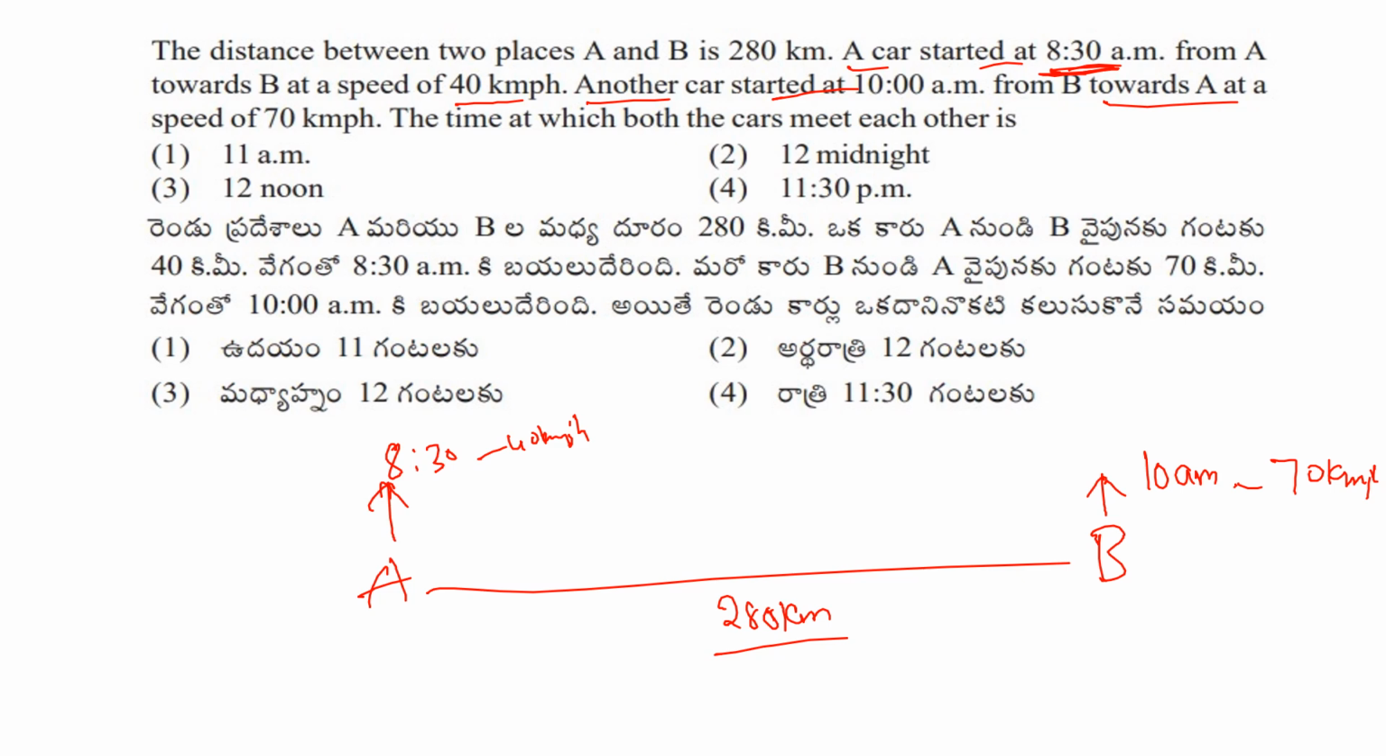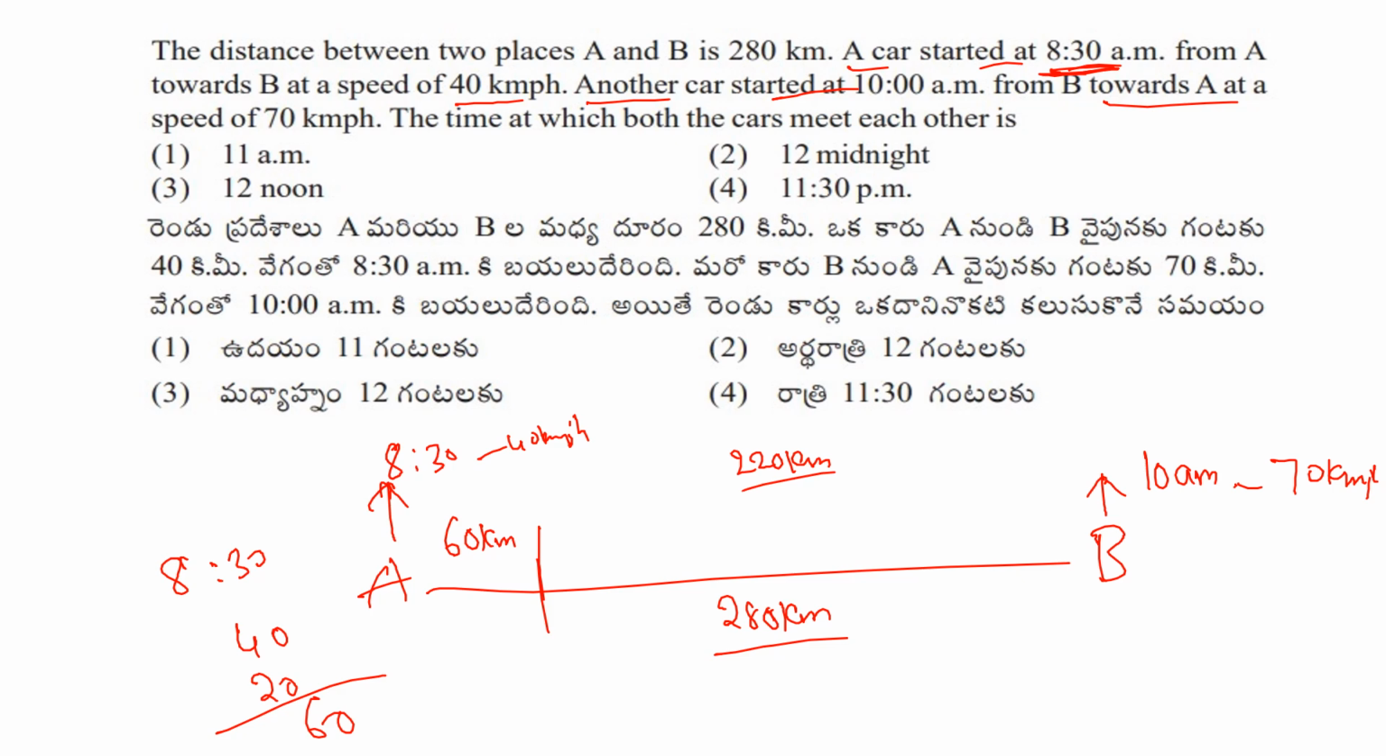So how much distance will it cover by 10 a.m.? It's 1.5 hours from 8:30. Per hour 40 kilometers, half an hour 20, total 60. So A already covered 60 kilometers before B started from point B. So 220 kilometers are left in between, because A already covered 60.